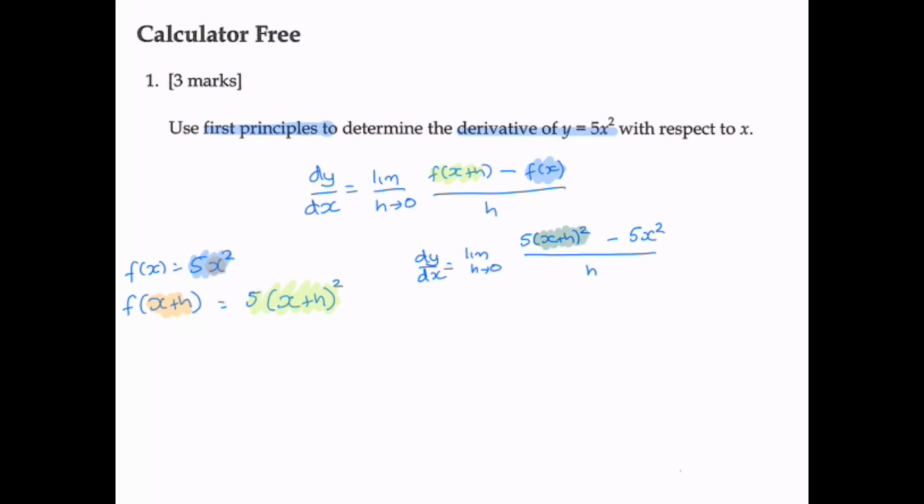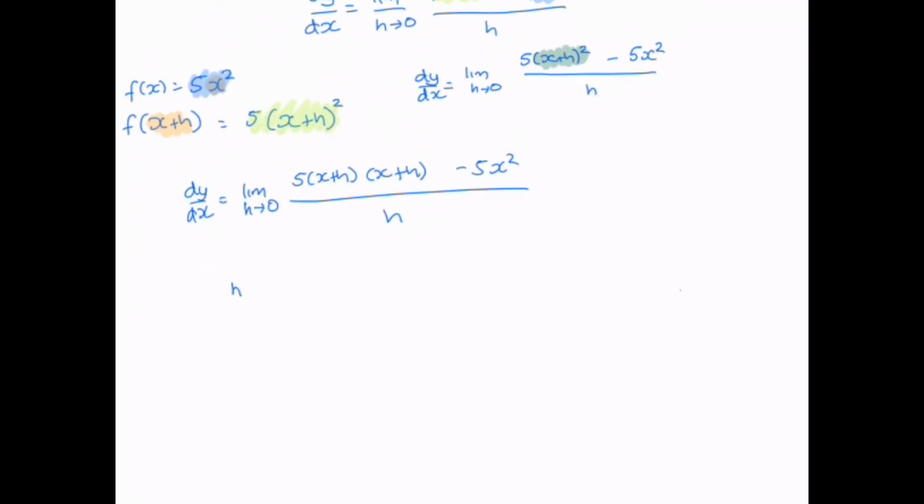Okay, let's start off by expanding this bracket. So our derivative dy by dx is given by the limit as h approaches 0 of 5 (x plus h)(x plus h) minus 5x squared all over h. Okay, so our derivative, as h approaches 0, is 5 brackets x squared plus 2xh plus h squared, minus 5x squared, over h.